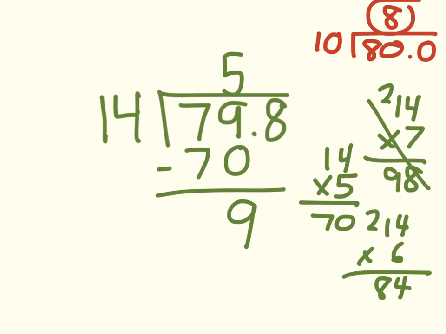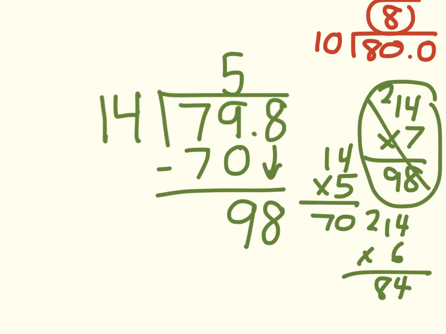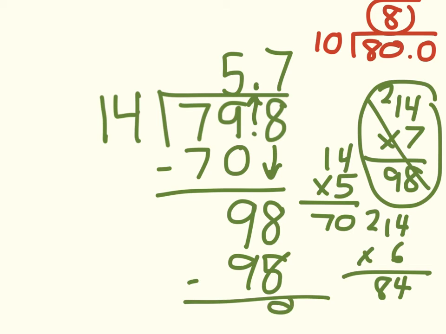But that's okay. 14 cannot go into 9, so I'm going to bring down my 8. I've got to go back and look at my problem here because 98's over here. Before I do that, though, remember, I have to bring up my decimal point. It needs to stay where it needs to be, so it's right there. So then I have 7. 5 and 7/10 is my answer.